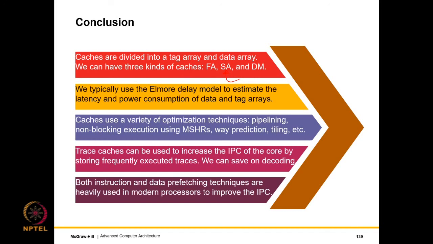We use the Elmore delay model to estimate the latency and power consumption of large structures within the caches: wires, sense amplifiers, data arrays, tag arrays. Caches use a variety of optimization techniques: pipelining, non-blocking execution, way prediction, tiling, etc. They have their limitations in terms of their miss rate. So trace caches are used. It's a smart cache that stores an entire trace of decoded instructions, such that we can bypass both the predictors as well as the decoders.